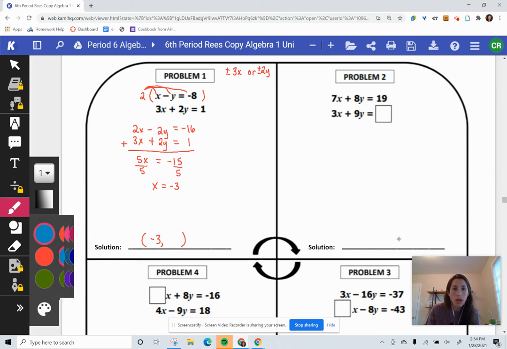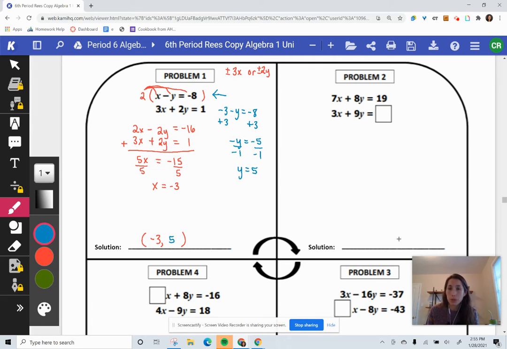Now to solve for y, I can plug it into this first equation. It doesn't matter which one we plug it into, so I'm going to plug it into this top equation that we started with. That would be x minus y equals -8. You'll get the same answer if you plug it into any of the other ones. -y equals -5, -8 plus 3, divide by -1, and y equals 5. So I'm going to put that here. -3 comma 5, that is my solution.